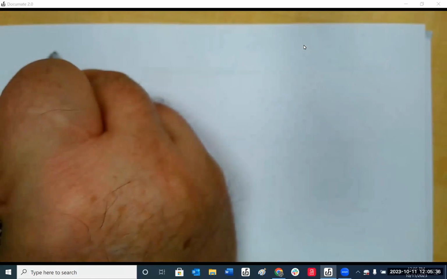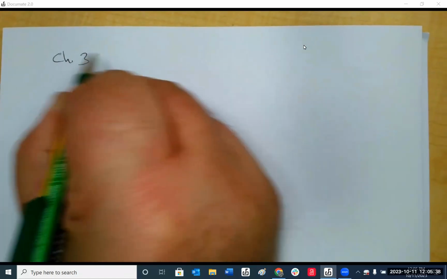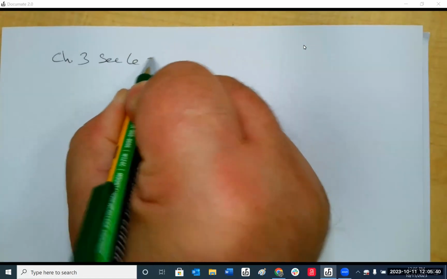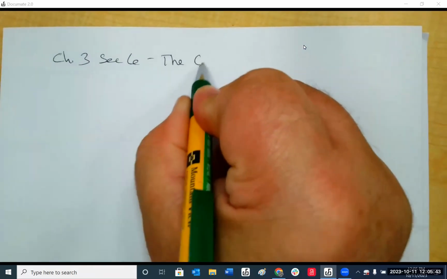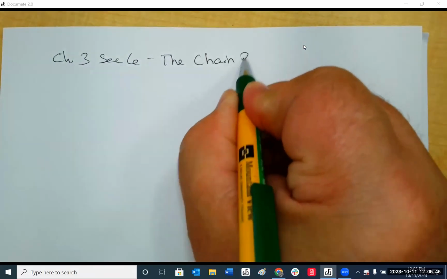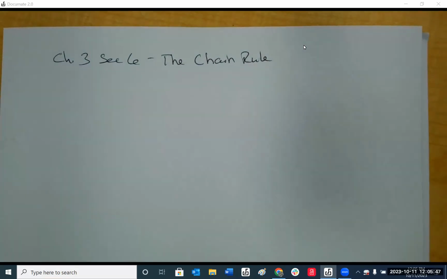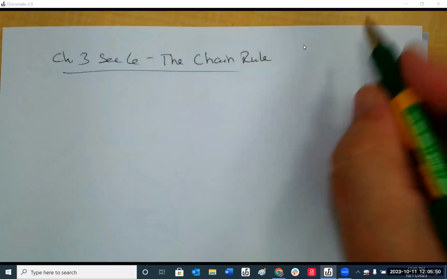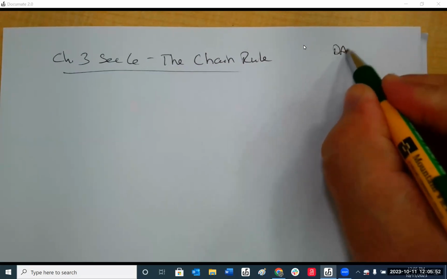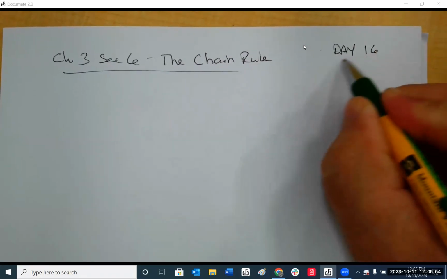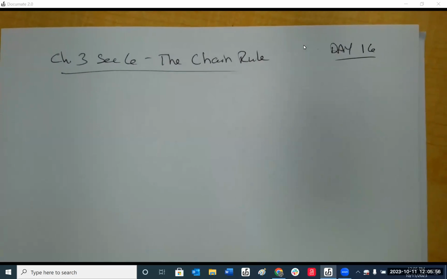All right, so that does it for section 5. Now let's look at section 6. It should go pretty quick because it's going to be the same type of thing. Chapter 3, section 6: the chain rule. This is day 16. Day 16 means we're exactly halfway finished with the semester. We have 8 more weeks left.